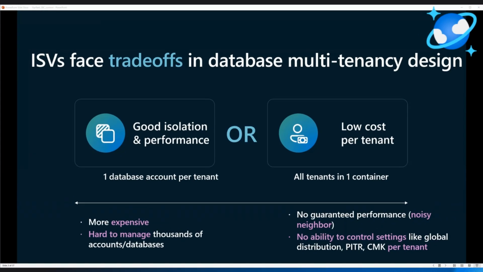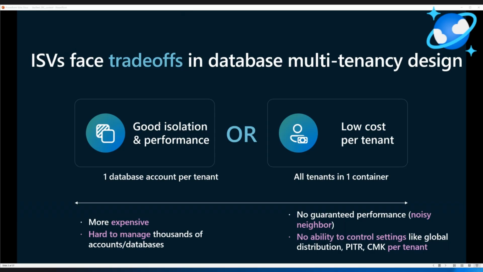This feature is targeted toward customers who are building multi-tenant applications. Typically, these are independent software vendors like ISVs or SaaS operators, software as a service operators. And the observation we've seen from years and years of customer feedback is that for these kinds of applications, ISV developers face a pretty harsh trade-off between having good isolation and performance for their end customers versus low cost per tenant.